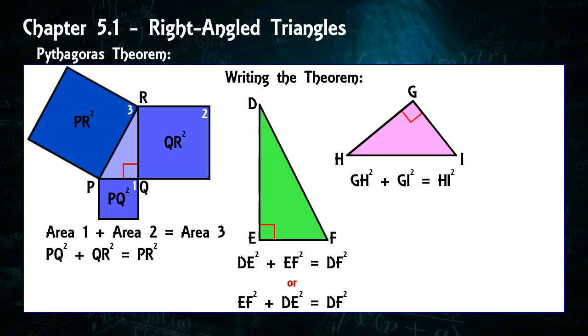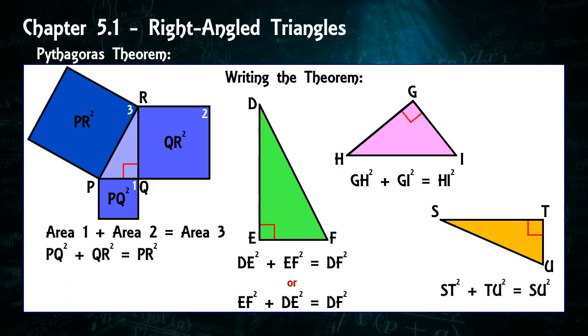One final triangle, triangle STU with angle T equal to 90 degrees. Do you already know what the correct notation for Pythagoras' theorem is? If you thought ST squared plus TU squared is equal to SU squared, then you were correct.